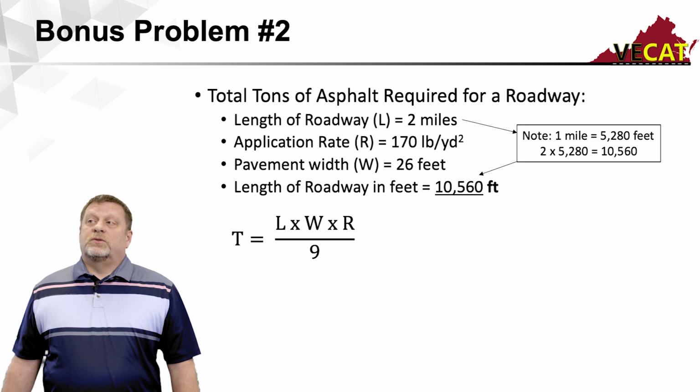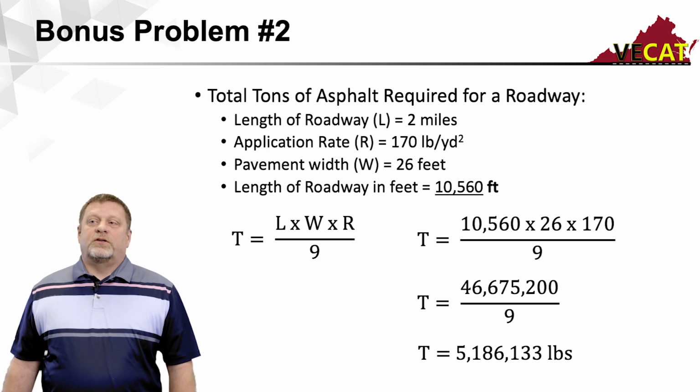So the first thing I'll do is take that distance times 2 miles, and I'll end up with 10,560 feet. Once I've converted everything to feet, and I've got everything in the right units, I can insert my variables and do my calculation. And when we did that, we will see that I'm actually calculating pounds here, not tons. The question was asking for tons, right? So what I've calculated with this formula is that I have over 5 million pounds of material.